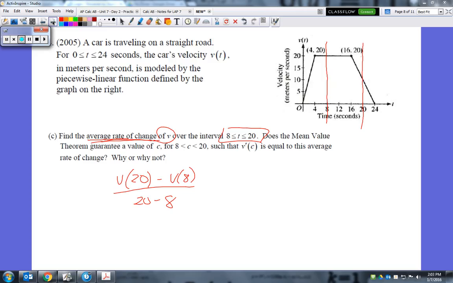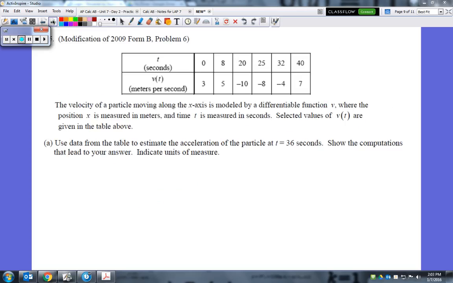That's exactly how you do it. Because you're saying the average rate of change of V, V is your velocity function. So when you want to find the average rate of change of a function, it's f of b minus f of a over b minus a. You understand? Okay. Almost done. One more AP style problem, and then we'll go to your CFA.